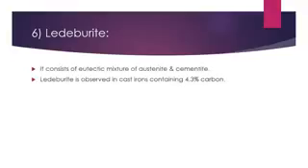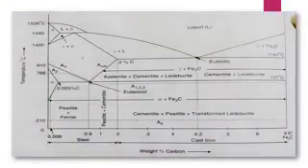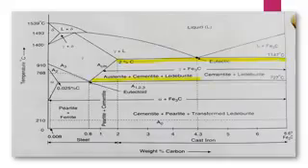The next phase is the Ledeburite. It consists of a eutectic mixture of austenite and cementite. That means Ledeburite is a mixture of austenite and cementite. Ledeburite is observed in cast irons containing 4.3% carbon. Now we will see the Ledeburite region. So this whole is a Ledeburite region.